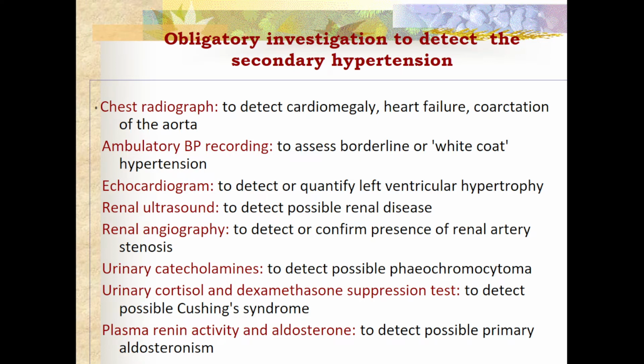Renal angiography to detect or confirm presence of renal artery stenosis. Urinary catecholamines to detect possible pheochromocytoma. Urinary cortisol and dexamethasone suppression test to detect possible Cushing syndrome. Plasma renin activity and aldosterone to detect possible primary aldosteronism.